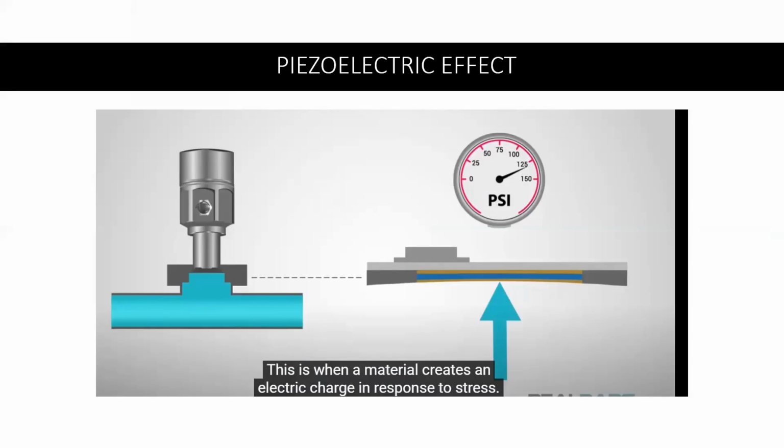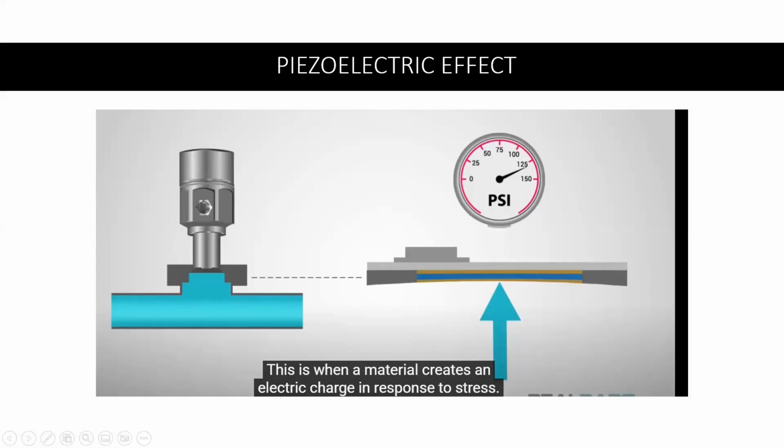This is when a material creates electric charge in response to stress. And the stress is usually pressure, in this case, for a pressure sensor, but it can also be due to bending, twisting, or vibrations. The pressure sensor detects the pressure, and then it can determine the amount of pressure by measuring the amount of the electric charge directly here.